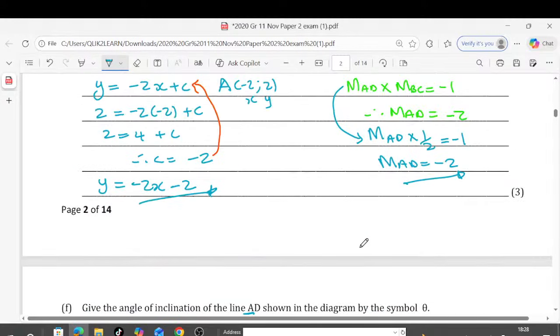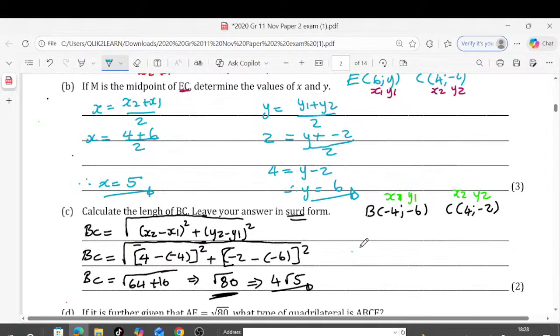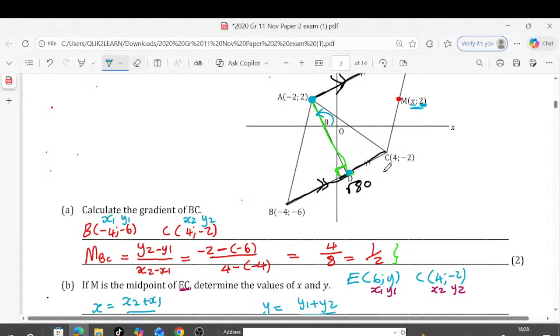So remember, look at D. Where is point D? I think everyone can see that D is the point of intersection for line BC and AD. So it's the point of intersection.